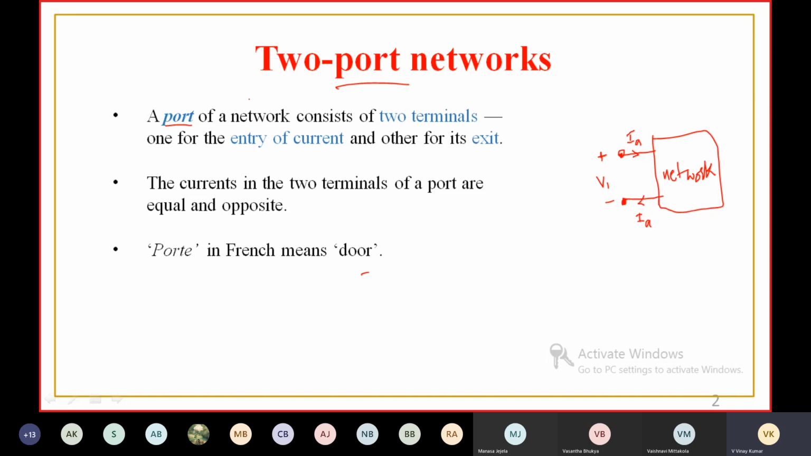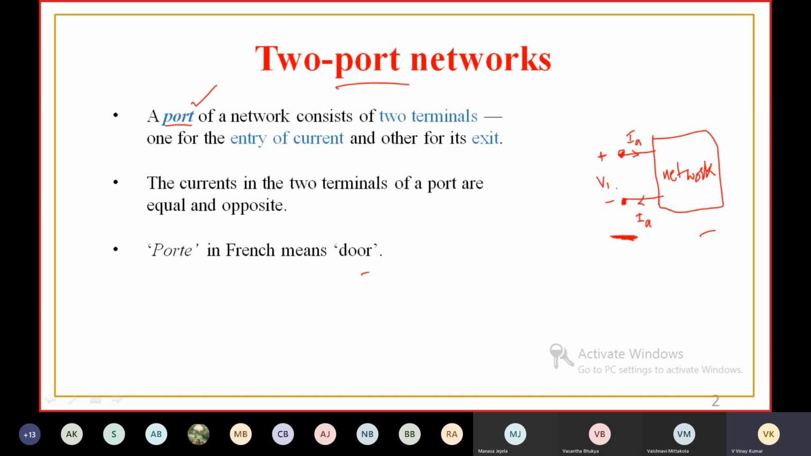Port means it's a pair of terminals. Here we have one pair of terminals, right? This is one terminal. This is another terminal. Two terminals means one pair of terminals. That one pair of terminals is called a port. So port means it's a pair of terminals at which current may enter or leave the network.